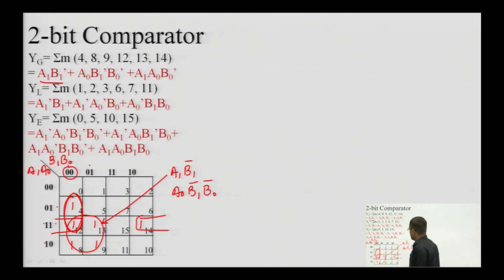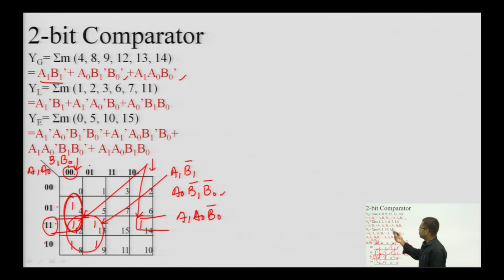Okay. Similarly, for this pair we can see that this 1 1 is common, which corresponds to A 1 A naught, and from the last two columns we can see that this second 0 is common, which corresponds to B naught complement. So, we can see that A 1 A naught B naught complement, and this one is A naught B 1 complement B naught complement. So, this is the expression for y g.